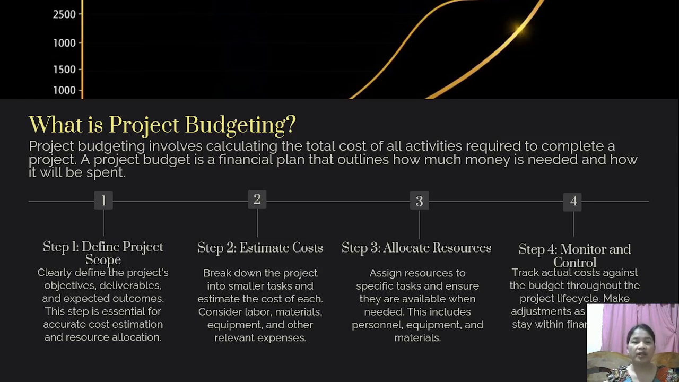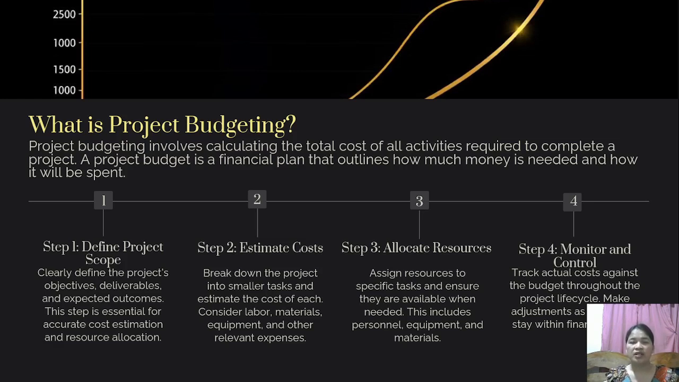This clearly defines the project's objectives, deliverables, and expected outcomes. So this step is essential for accurate cost estimation and resource allocation. Second is estimate the cost. So you have to break down the project into smaller tasks and estimate the cost of each. Consider the labor, materials, equipment, and other relevant expenses.